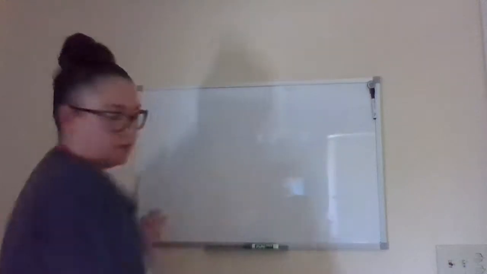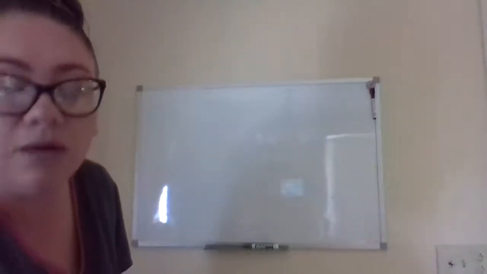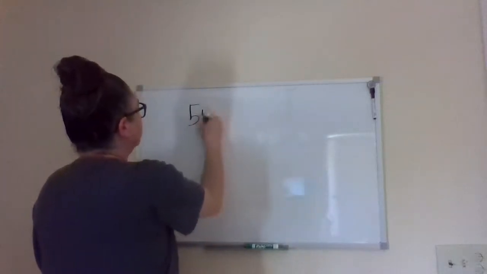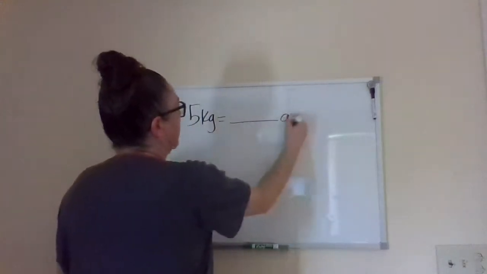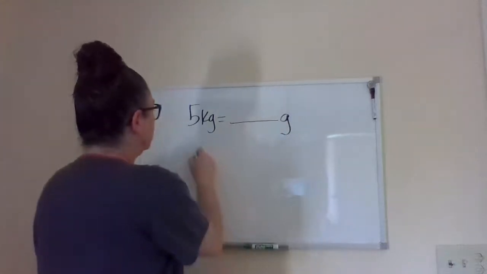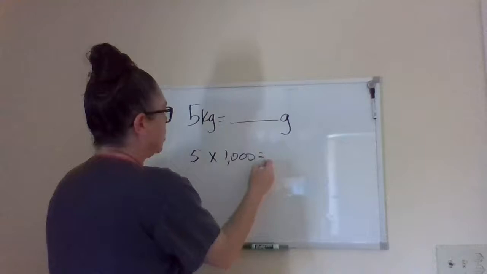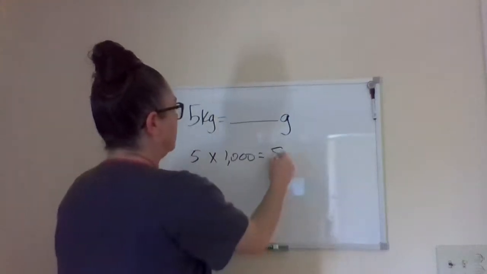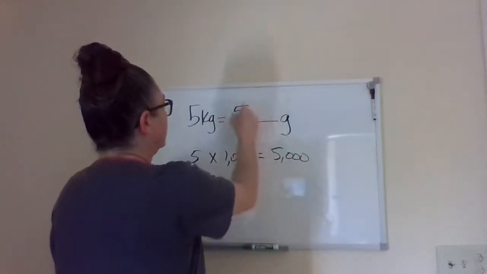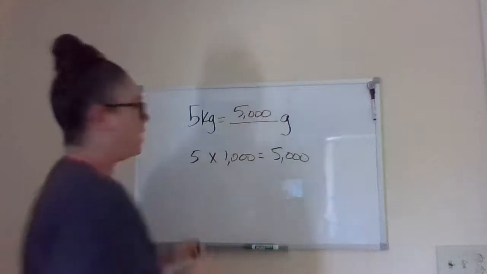Again, if you're using the move the decimal, that's fine. I don't have a problem with it if it's easier for you. So the first one is 5 kilograms is how many grams? If we follow the previous chart, we're going to multiply 5 times 1,000, and our answer is 5,000 grams.